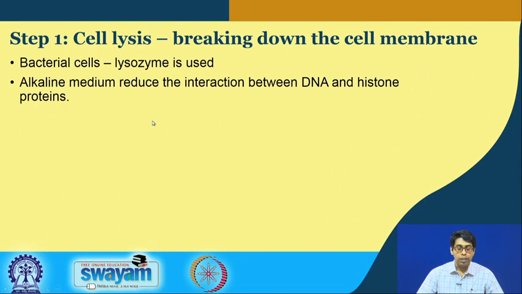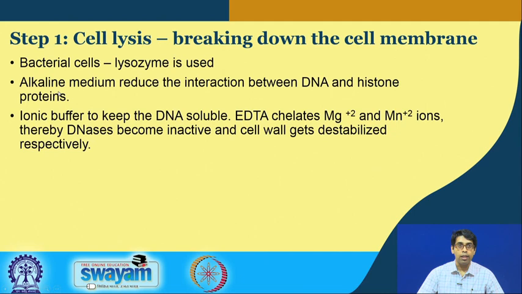So what we do is we use an alkaline medium to break all the hydrogen bond interactions. We also increase the salt content so that these different ionic interactions are disrupted, and we also use EDTA, which is a small molecule that binds different ions such as magnesium ions, manganese ions.